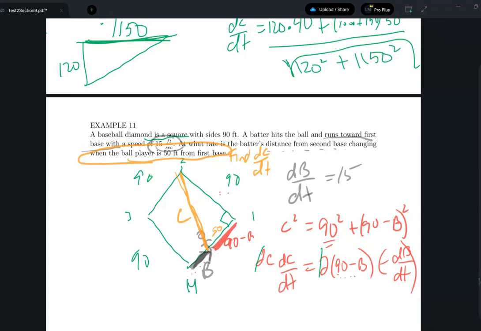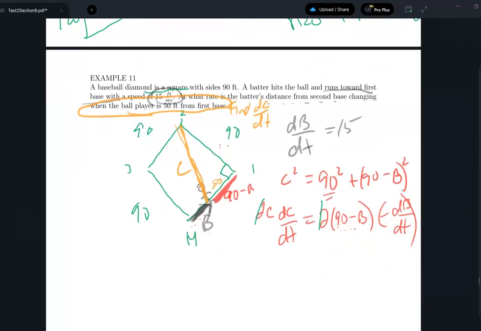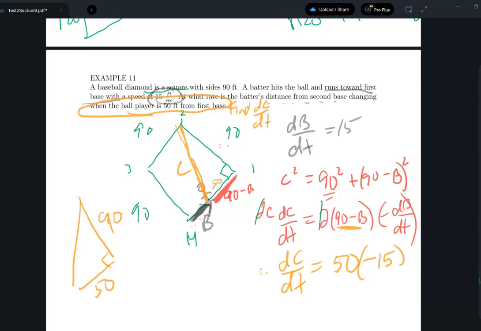Can't use it until after I'm done with the derivative, but wouldn't that mean that 90 minus b would be 50? I think that means that. So I get 50 times negative 15, right? Because that's the rate. And then dc over dt. And then I just need to find what c is equal to. Okay, so let me just draw the picture again. So here's 90. This would be 50, right angle. And there's c. You can see that c squared is 90 squared plus 50 squared. And there we have it.